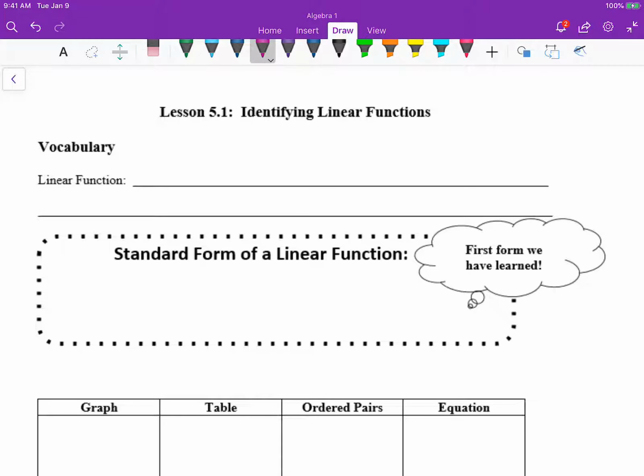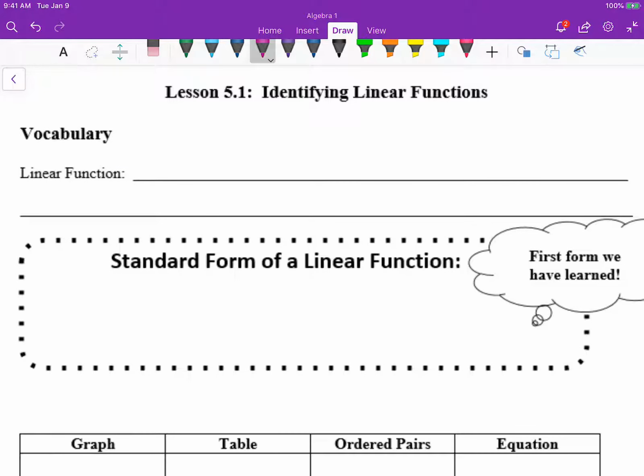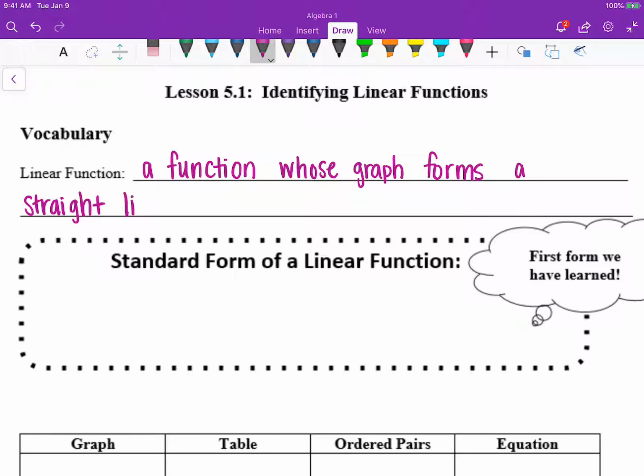So the first definition that you need is what is a linear function? And what I want you to write for that is that this is a function whose graph forms a straight line. A function whose graph forms a straight line.